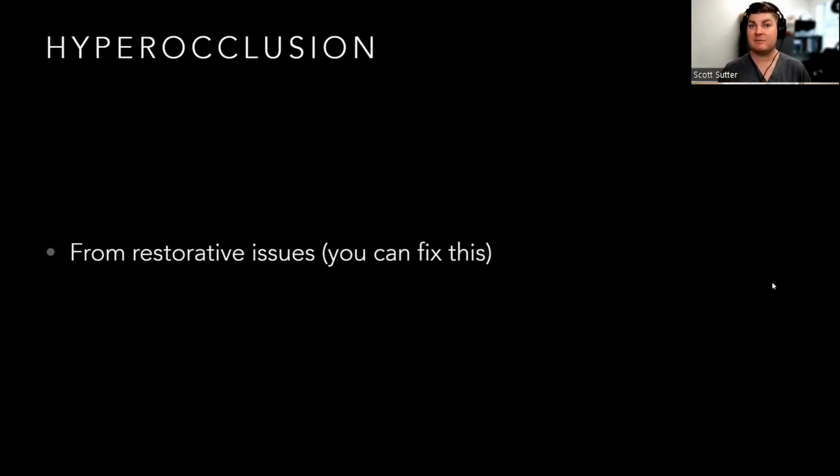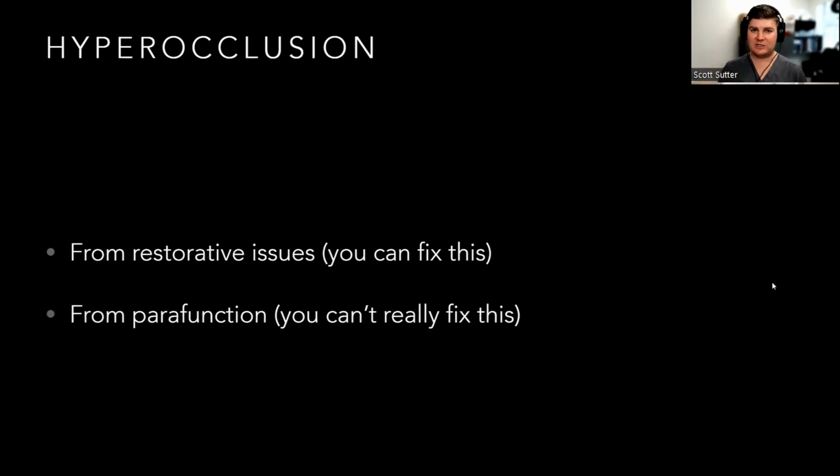With hyperocclusion, though, there's 2 different types. There's the type that comes from the restorative issue, and this one is very easy to fix. So this is, they just had a new crown done, it's high. They just had a filling done, it's high. They're missing a tooth, and the other tooth is rotated inside there, and now there's an interference. That's easy to fix. You take a big old diamond, flatten it off, you're good to go.